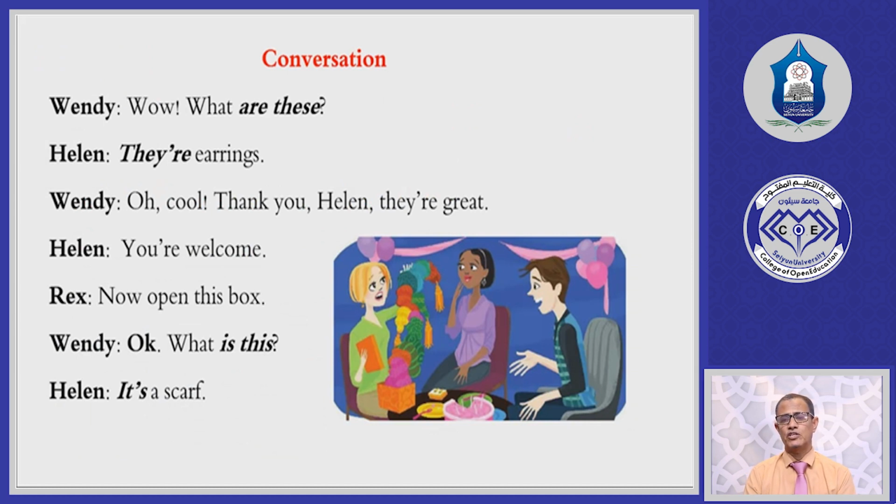Now Rex said, "Now open this box." Wendy: "What's this?" So now there is something which is singular. What's this? Helen said, "It's a scarf." Why did she say "it's a scarf"? Because the question here is about something singular, "What's this?" So it should be "it's a scarf."